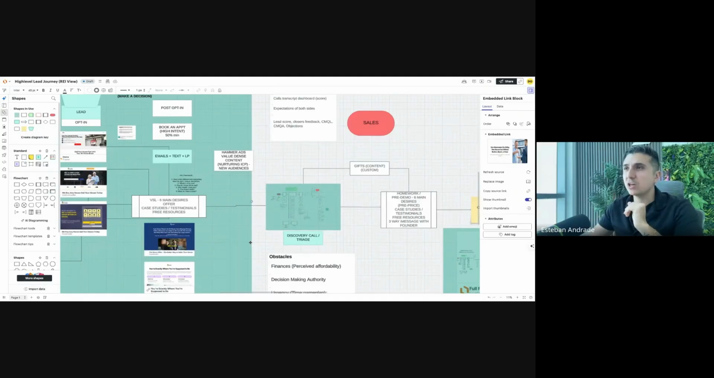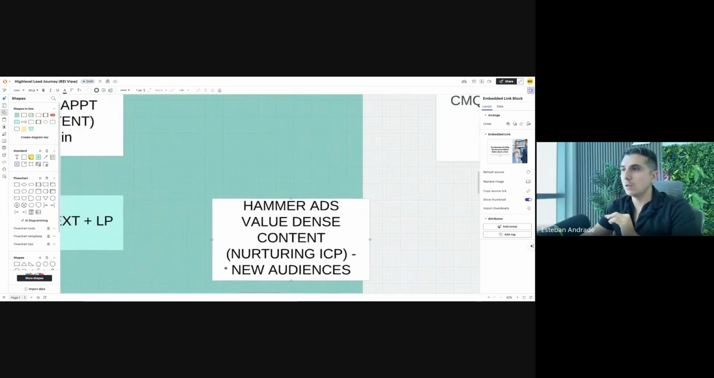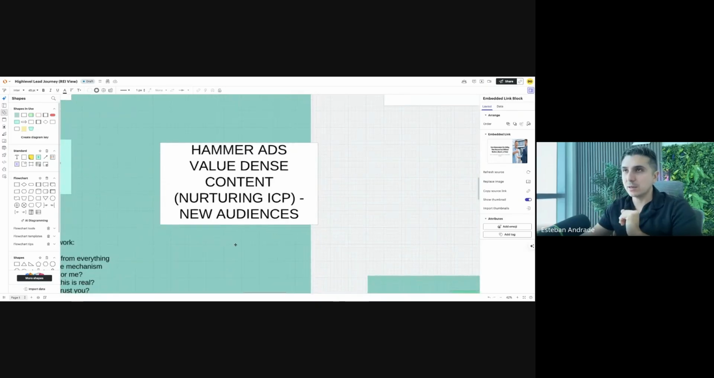Now, once they've got an appointment, once the lead has opted in, right? So you have two options: opt in with no appointment, or appointment. The best option is always appointment, right? It's always appointment. You want to be able to hammer them with value-dense content through those emails that we're talking about.